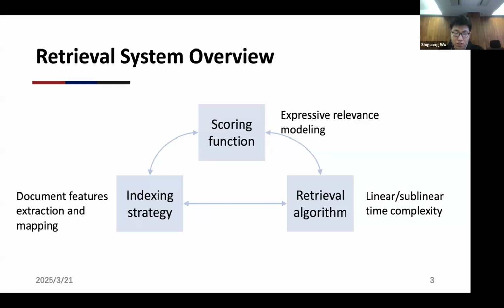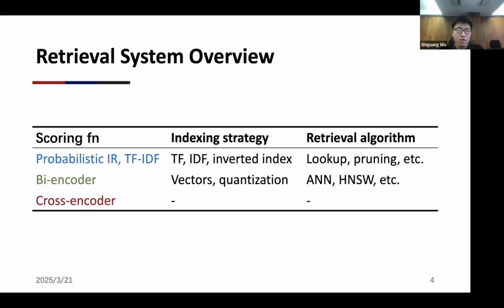So in order to propose a new retrieval system or new retrieval paradigm, we have to think about how we design each of these elements, and think about them at once. Here are some realizations of specific paradigms. We can change the scoring function and indexing strategy to get a different retrieval paradigm.